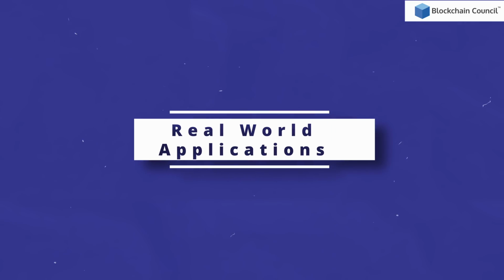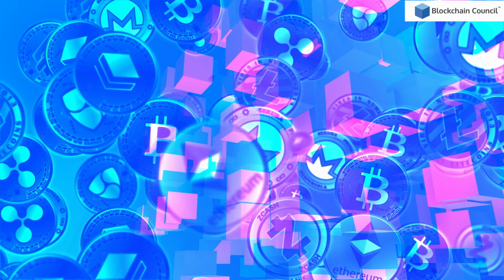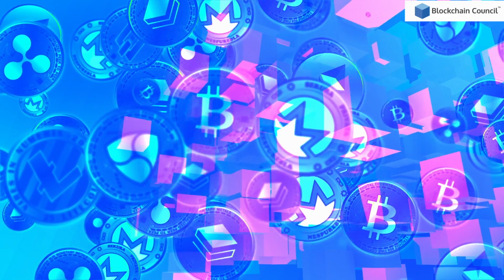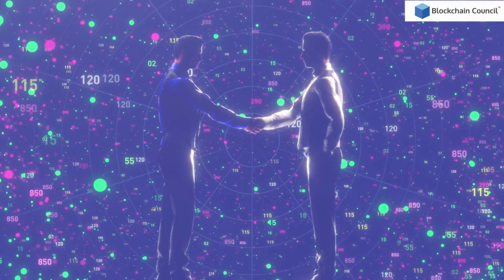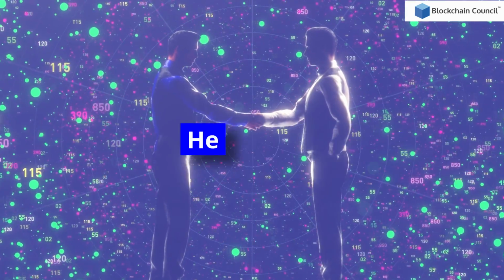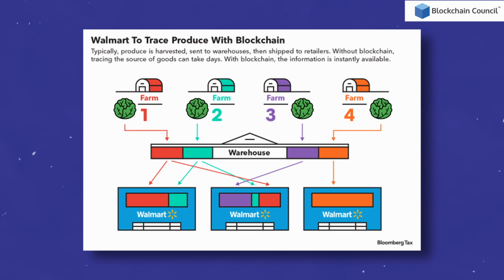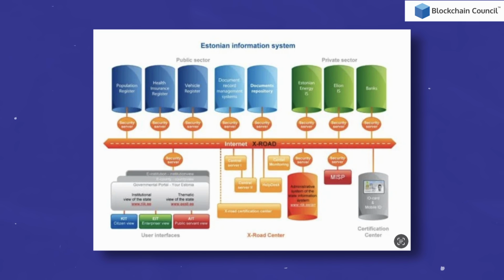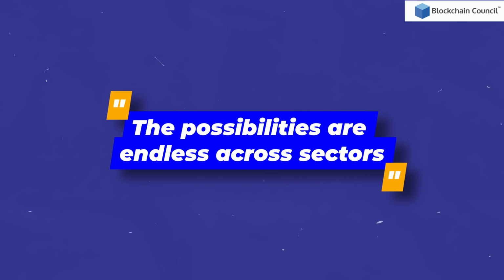Now, let's see this in action. Blockchain isn't just about cryptocurrencies. It's revolutionizing various industries. From supply chain management to healthcare, blockchain ensures transparency, traceability, and security in data exchange. Use cases like decentralized finance are disrupting traditional finance. Brands like Walmart are using blockchain for supply chain tracking. Estonia has adopted blockchain ID systems. The possibilities are endless across sectors.